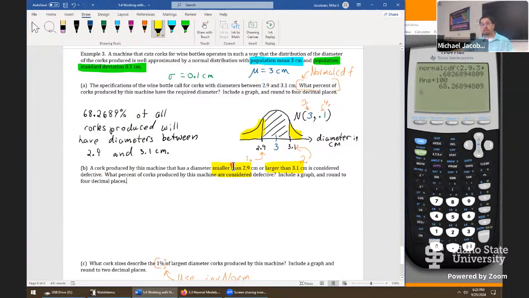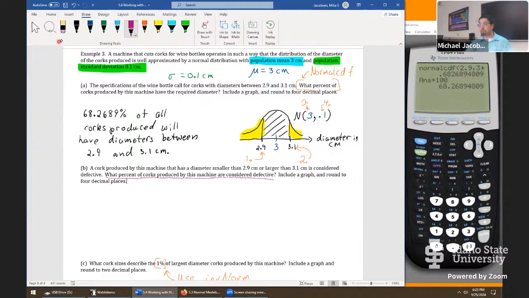So smaller than can't be used. Your wine will leak out. Larger than, well, if you try to cram the cork in, you might break the bottle when the machine presses it. So those are definitely defective. But we want to know what percent of corks produced by this machine are considered defective. Include a graph, round to 2 decimal places.